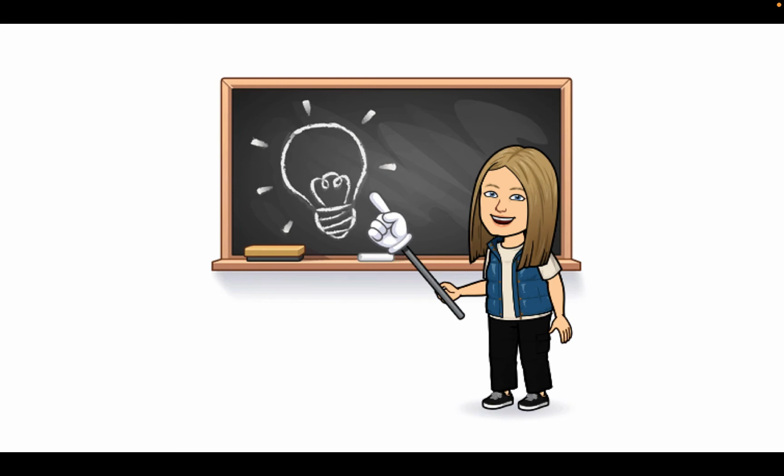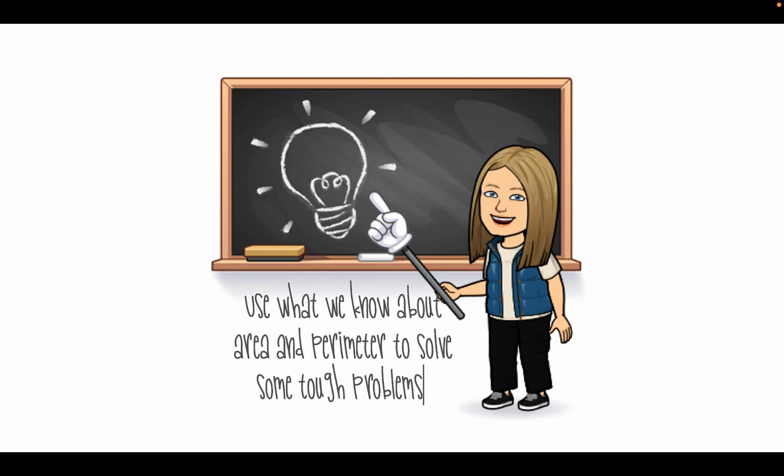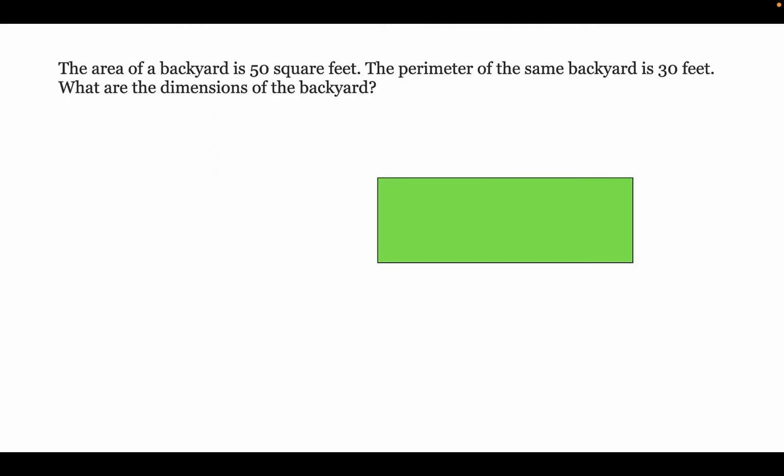Hello, fourth graders. Today we are going to take what we know about area and perimeter to solve some tough problems. Are you ready? The area of a backyard is 50 square feet. The perimeter of the same backyard is 30 feet. What are the dimensions of the backyard?